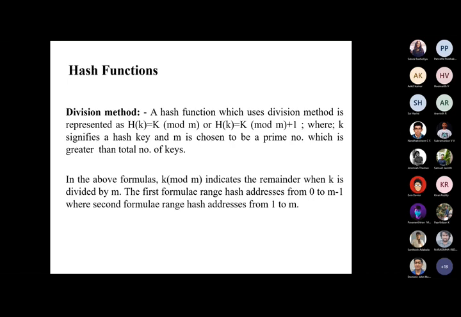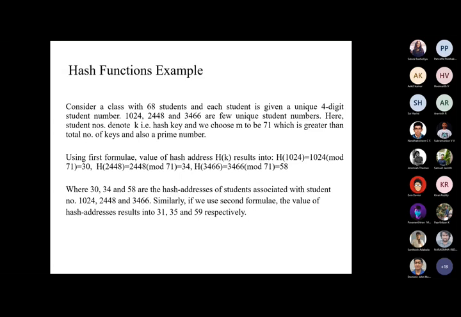So when you use h(k) = k mod m, the range of hash addresses is going to be 0 to m minus 1, whereas when you use the second formula, h(k) = (k mod m) + 1, the range of hash addresses is going to be 1 to m. Let us see some examples, and then I will come back to theory.